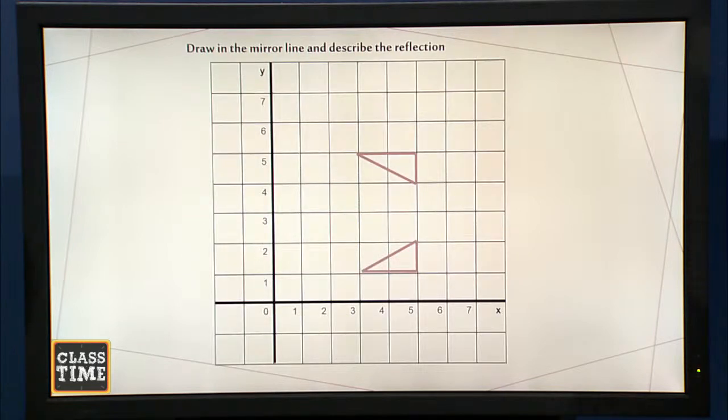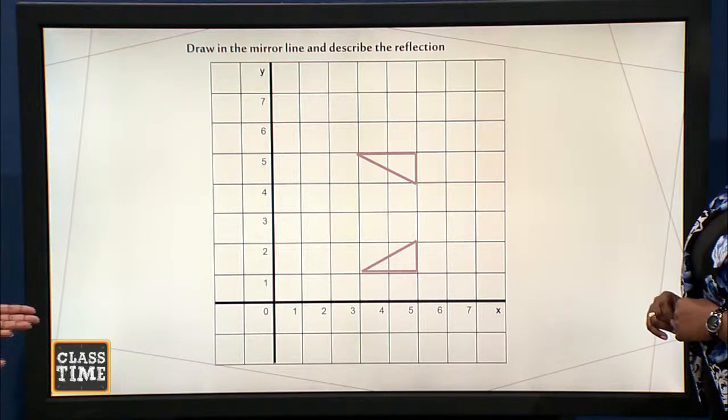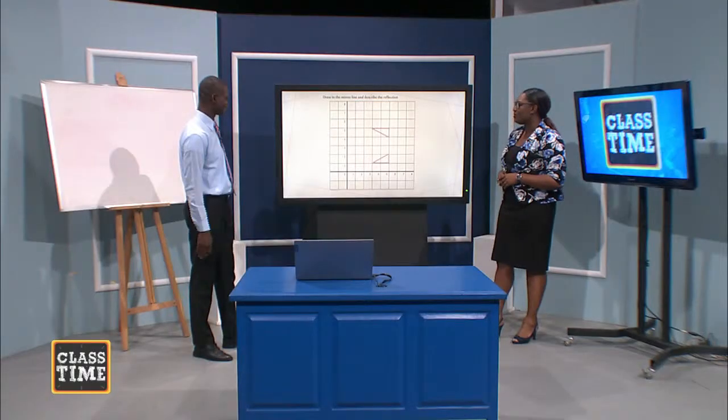My triangles are kind of turned upside down. Wonder if it will still work. Can I still count? Well, it's a flip, right? It's a flip. True.